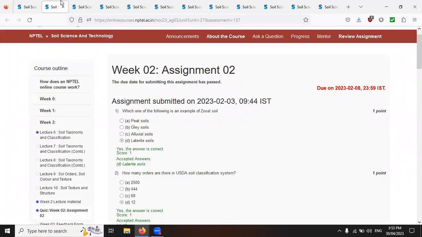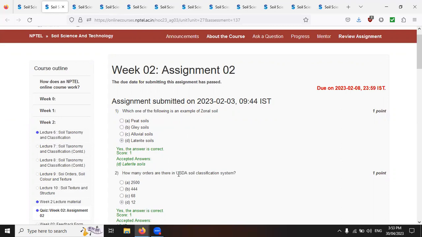All right, under number 2. So I just adjusted my little correction thing there on the left. Which of the following is an example of zonal soil? Peat soils, clay soils, alluvial soils, or laterite soils? The answer is D, laterite.